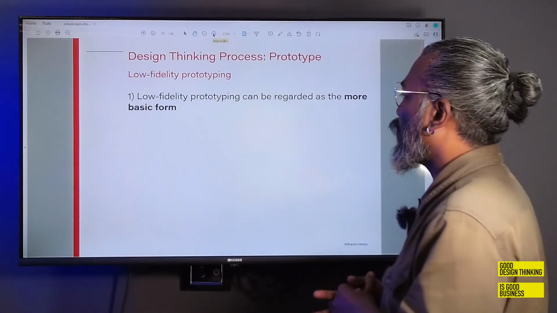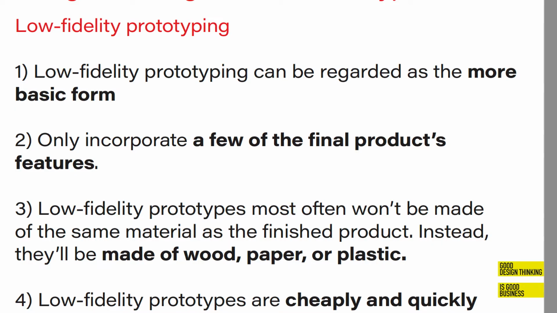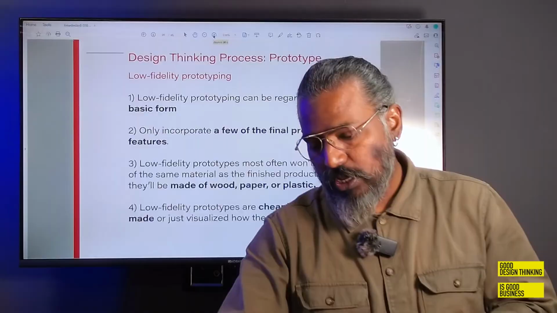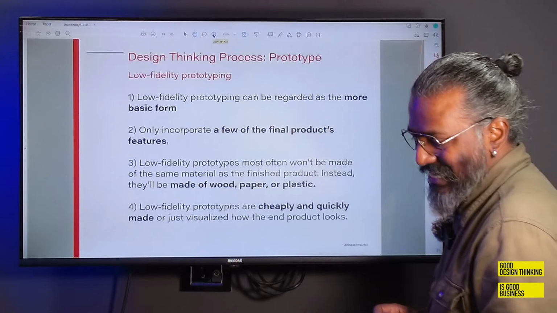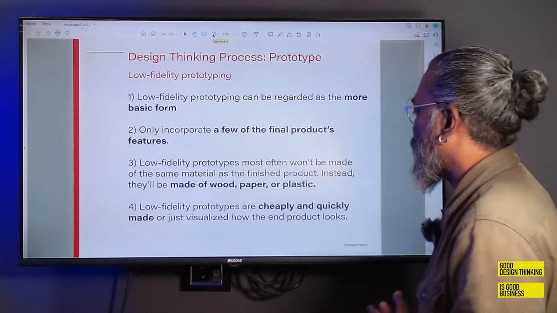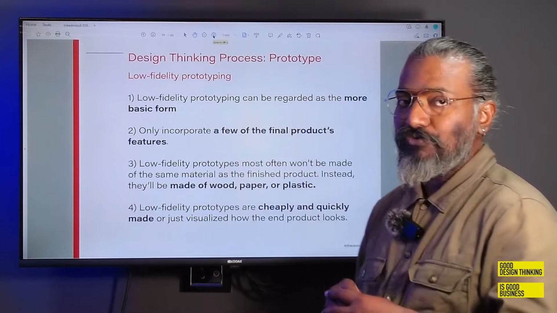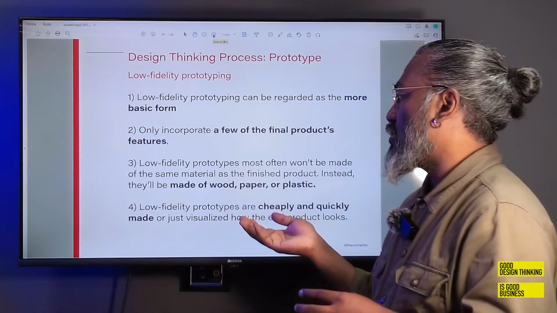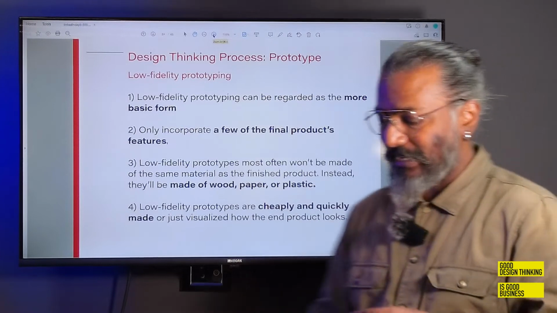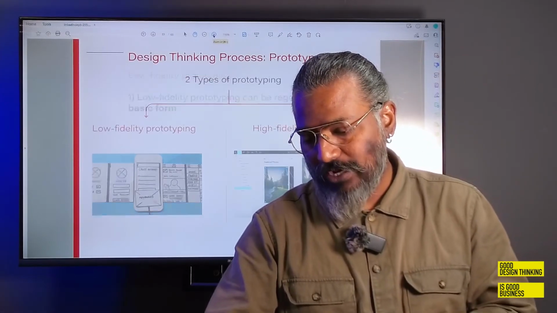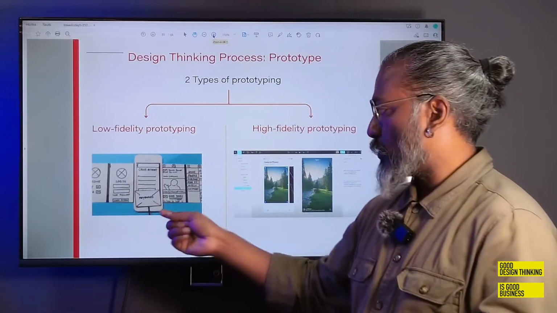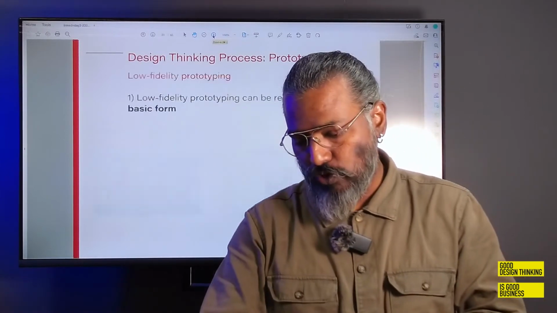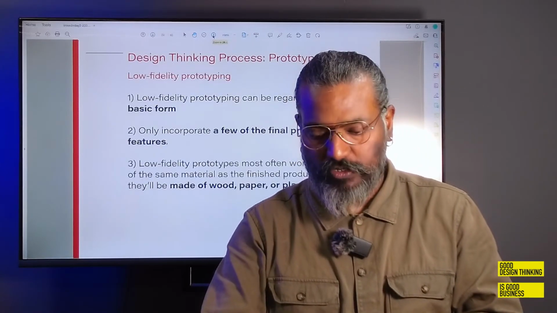So what can low fidelity prototype mean? Basically, it's more basic, in a raw shape. It's more conceptual. Low fidelity prototypes most often won't be of the same material as the finished product. Generally, low fidelity prototypes involve materials like wood, paper, or plastic. Here you saw that this one, low fidelity, is an app, but we're not using software; we're using paper, pen, and pencil to show how that app functions.